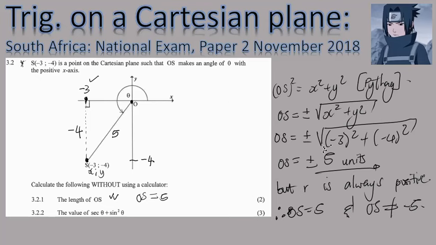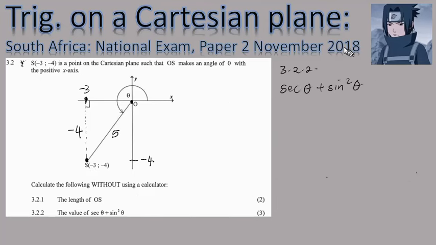Let me erase here so that I get some space. Now, the thing about trig on a Cartesian plane is that it gives you trig expressions, right? Things like this situation here, we call it a trig expression. That's the thing about trig. Trig has too many topics. It has trig equations, trig expressions, trig graphs. When you get to grade 11, you'll learn about general solutions and things like that.